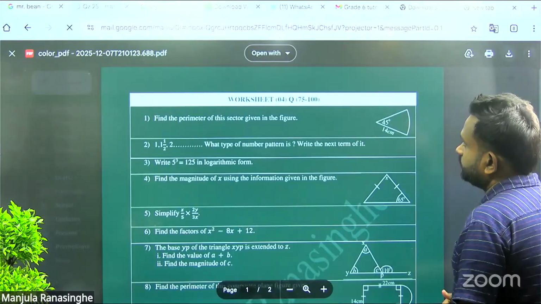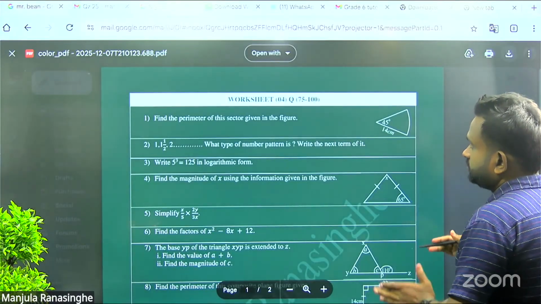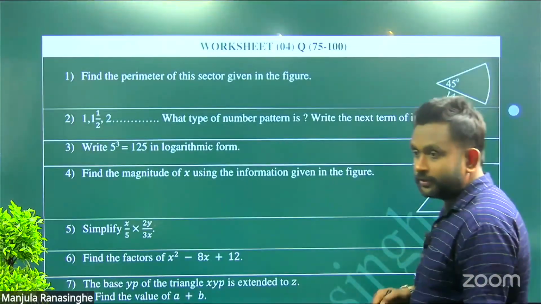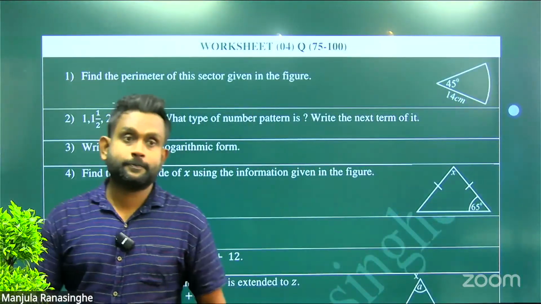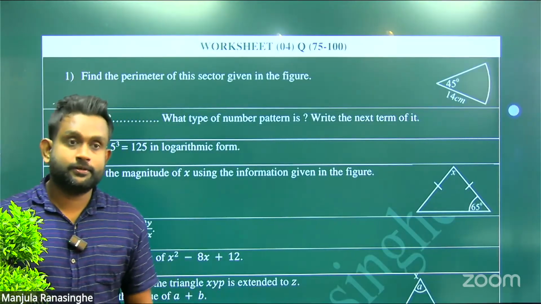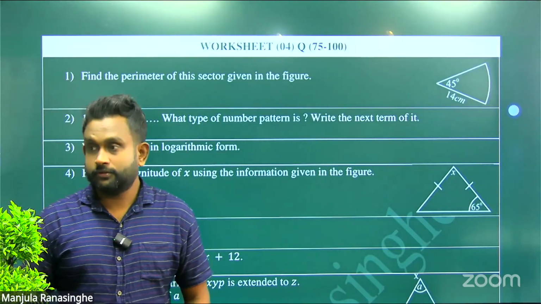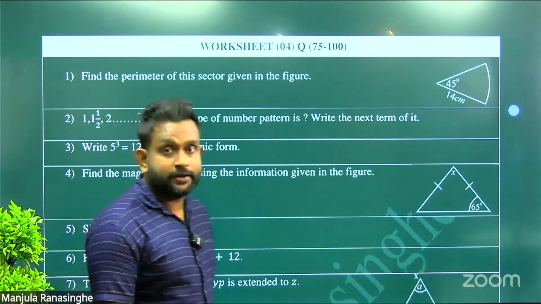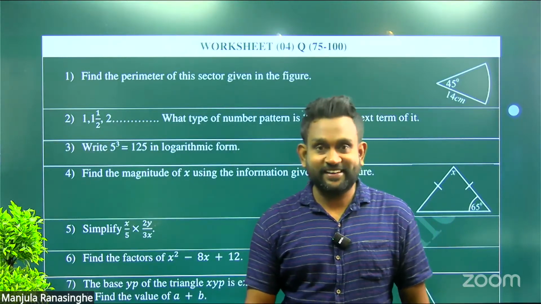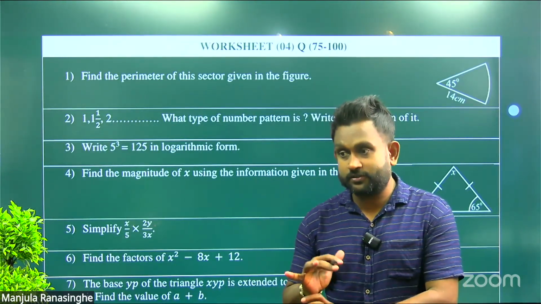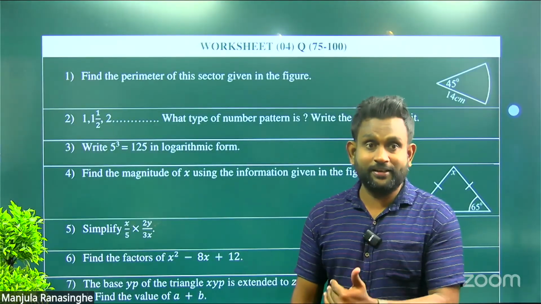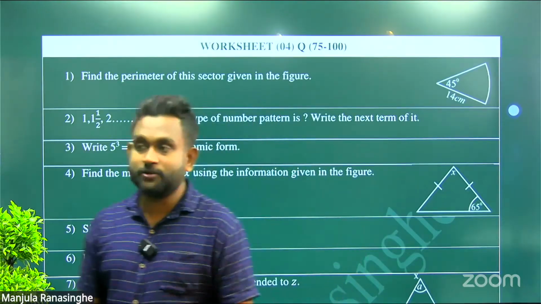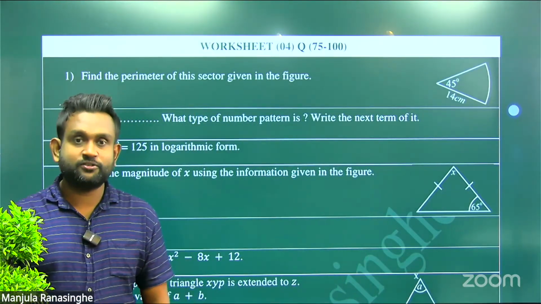This is worksheet number 4, which is drafted from question number 75 to 100. Now we will discuss one by one. You can make additional notes because this is the last session of the first part, a set of quizzes, and then we are moving to the second paper. We will focus on the second paper totally from next week onwards.